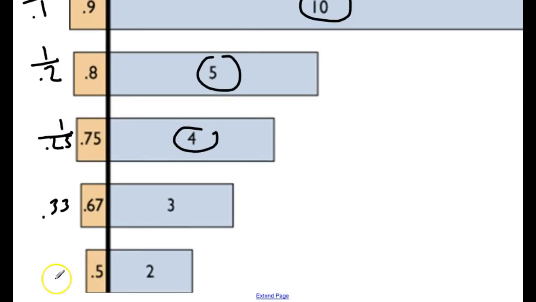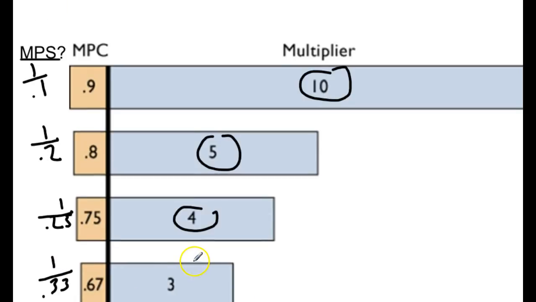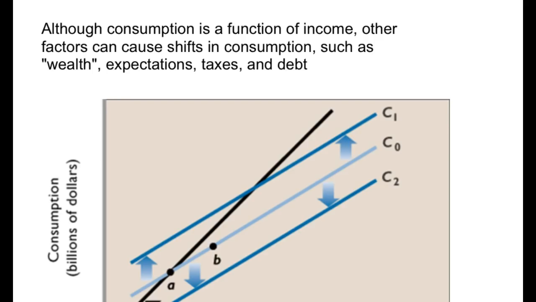So for all of the ones on this table, you want to know how to calculate them like that, or you want to just memorize them, because these are the only values you're going to see. We're not going to ask you to do complicated math here. But you need to understand that relationship between the MPC, the MPS, and the multiplier. And again, it's because the amount of money that people consume in each additional round is going to determine the ultimate increase in GDP in the economy.